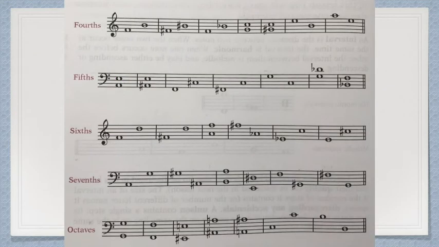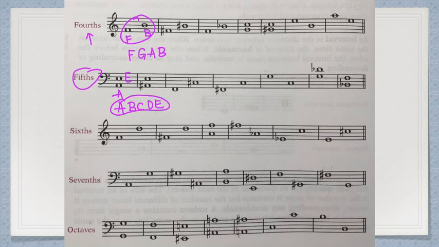And the remaining intervals like the fourth, fifth, sixth, seventh, or even octaves are also calculated in the same way. For example, from F to B, we calculate as F, G, A, B. It spans four letter names, so it is called a fourth. And for fifth, like from A to E, we write it out as A, B, C, D, E. It spans five letter names, so this is a fifth. The rest are all calculated in the same way.